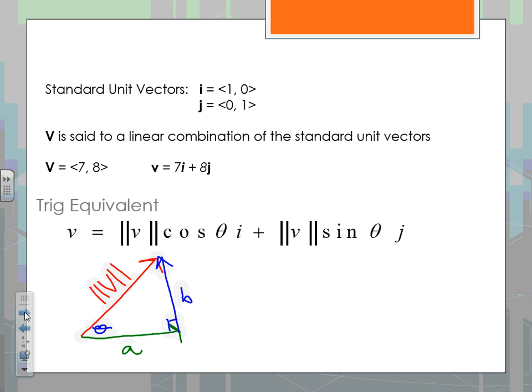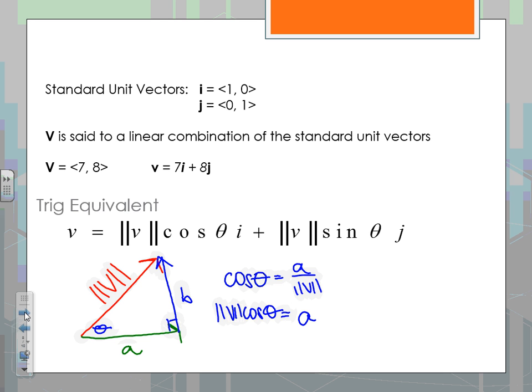A over magnitude V. So A, which we have labeled as our horizontal component, is the same thing as magnitude V cosine theta. What is theta describing? The degree of the angle. The direction. The direction, yes.